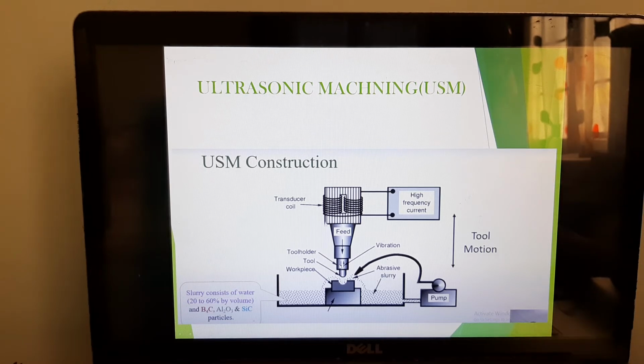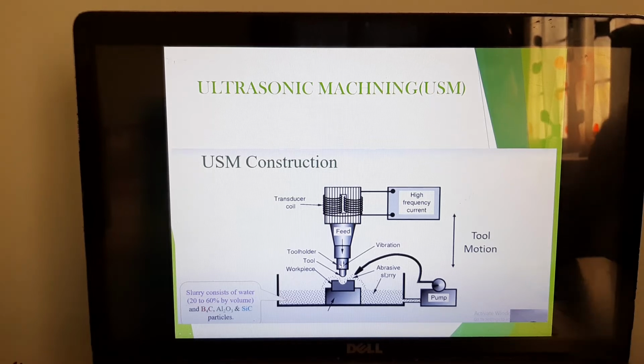With the presence of the transducer, this whole structure, or the tool, can oscillate at 20 kilohertz. When the transformer and transducer oscillate, you have some kind of vibration. You have a tool holder, and you have a tool. This is your tool holder, this is your tool, this is your workpiece. And your workpiece is immersed in an abrasive slurry. So what is this abrasive slurry made of?